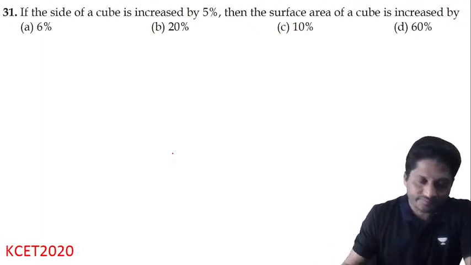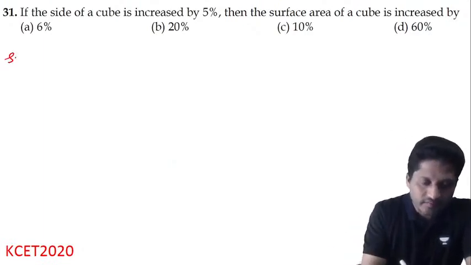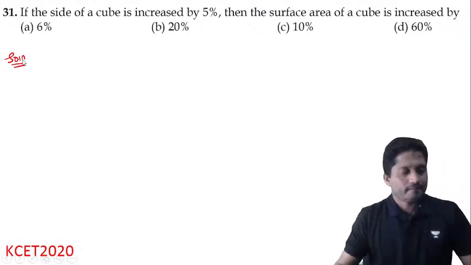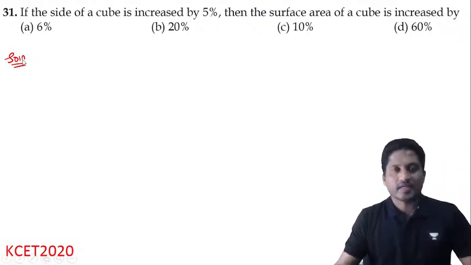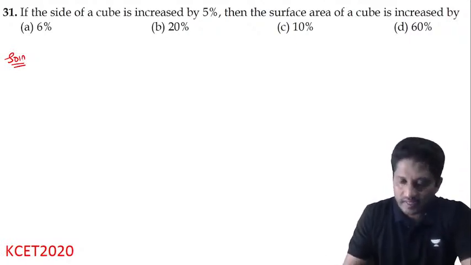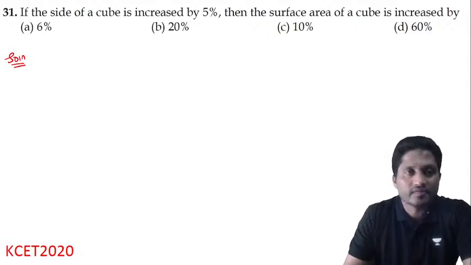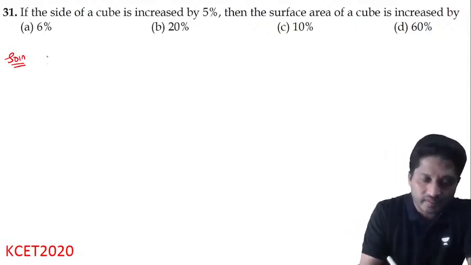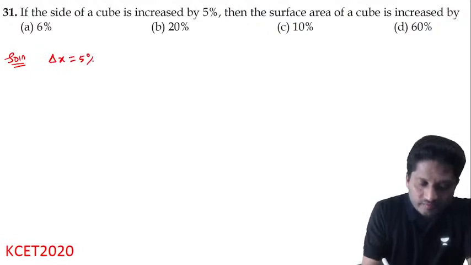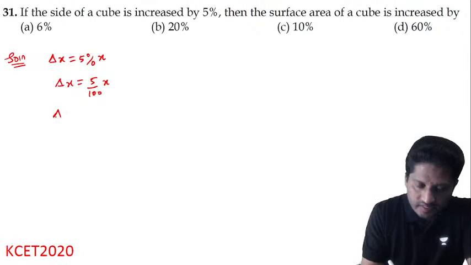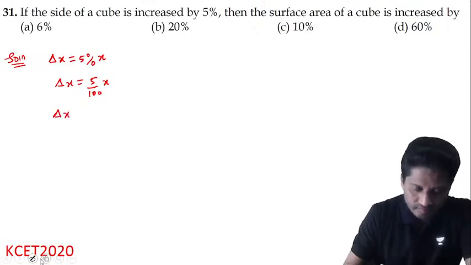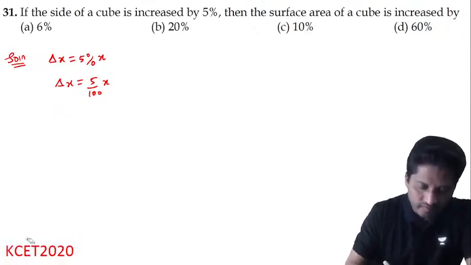Let us start. Question number 31. If the side of a cube is increased by 5%, it's a question on errors and approximation. So delta x is equal to 5% of x, that is 5 by 100 of x. Let me keep this as it is, we'll simplify later.